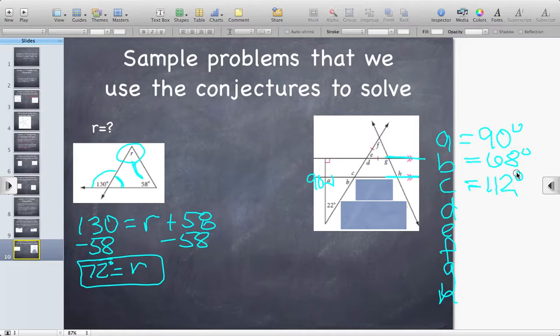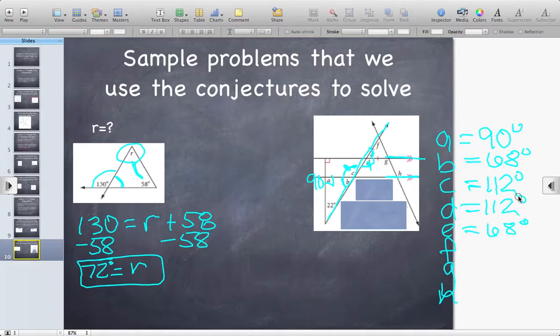Now remember, we have parallel lines going on here. So let's take a look at this line right here. It's a transversal. That means angle E is going to be congruent to angle B, because they are alternating exterior angles. So that means angle E is also 68 degrees. Angle C is going to be congruent to angle D. So angle C and angle D are going to be congruent to each other because they're alternating interior angles.